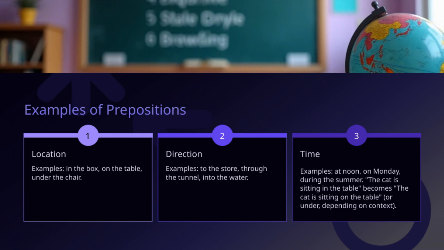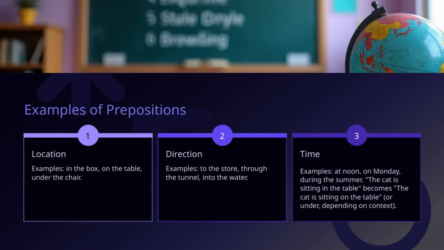When we talk about time, prepositions like at noon, on Monday, or during the summer specify when something happens or an exact point in time. They help us set the scene for events.